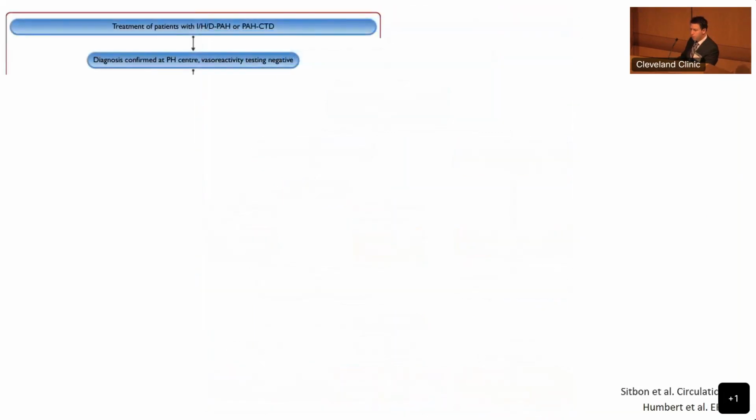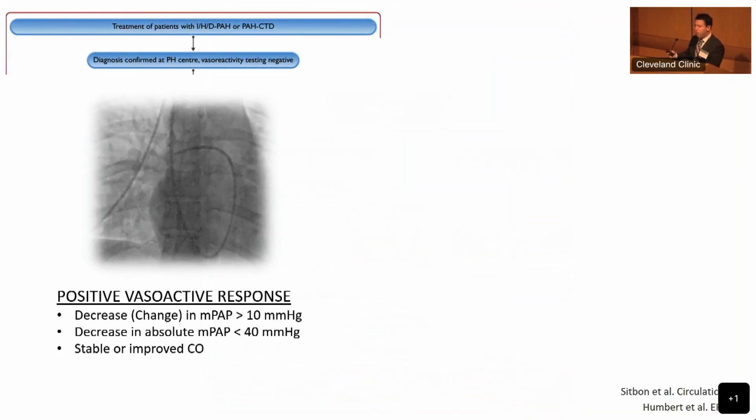So first, you diagnose patients with pulmonary arterial hypertension, which obviously involves a right heart cath. And patients with idiopathic, hereditary, and drug-induced pulmonary arterial hypertension should all undergo vasoreactive testing, which includes inhaled nitric oxide. If they have a positive vasoreactive response, defined as a decrease in mean pulmonary artery pressure of greater than 10, to an absolute value of less than 40, and a stable or improved cardiac output, these are patients that are considered positive vasoreactive responders.